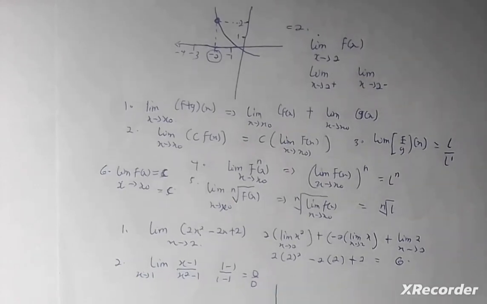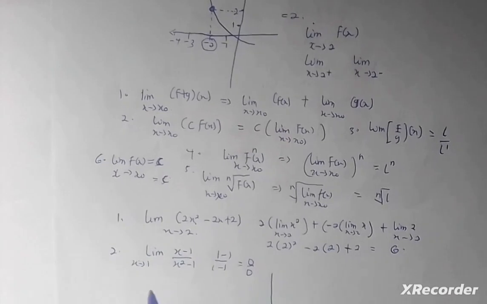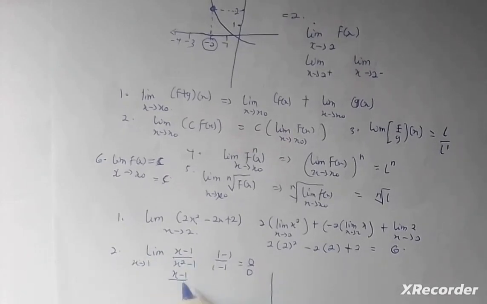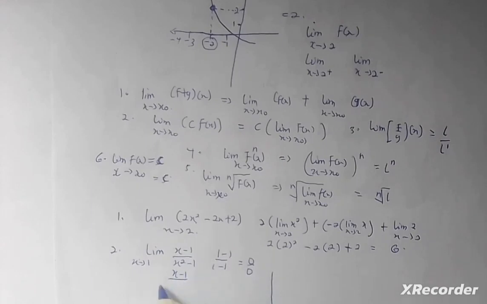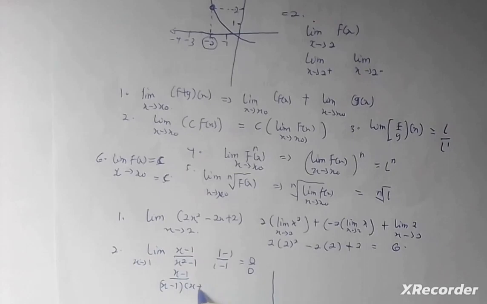So what I'm going to do is simplify this. So I have x minus 1, and you know that if you have this difference of two squares, x squared minus 1 is x minus 1 times x plus 1.